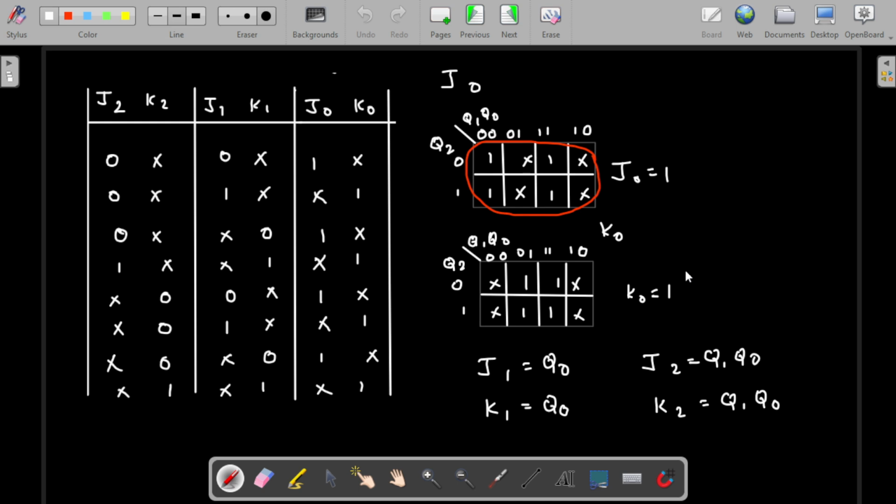In the next class we will discuss some previous year GATE questions on this, so that you will have quite a good idea.